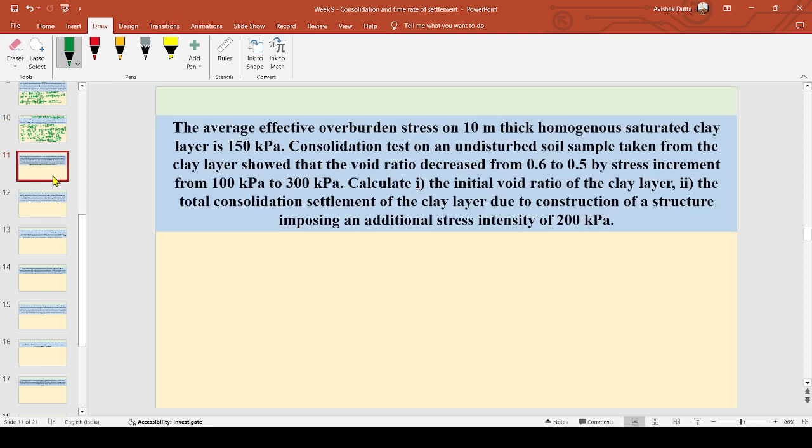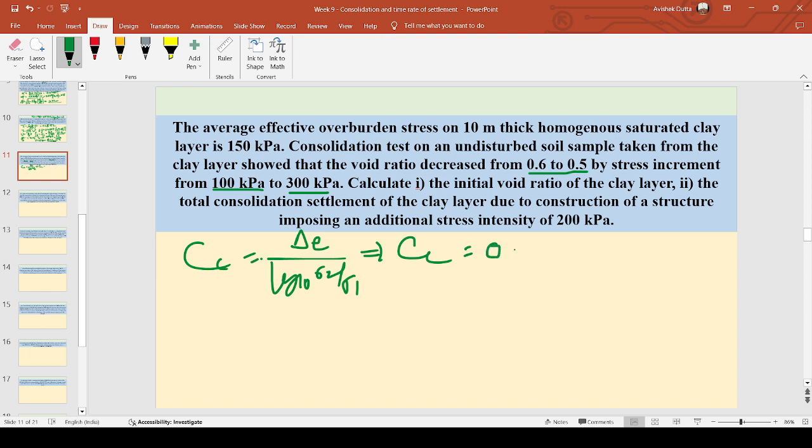In this question, you have to first find out the value of E0 because it is not given. The initial void ratio is the first thing to be found out. As we know, Cc equals del E divided by log to the base 10 of sigma 2 by sigma 1. Del E is the void ratio decrease from 0.6 to 0.5, so del E is 0.1, sigma 2 is 300, and sigma 1 is 100. You will get Cc as 0.21.